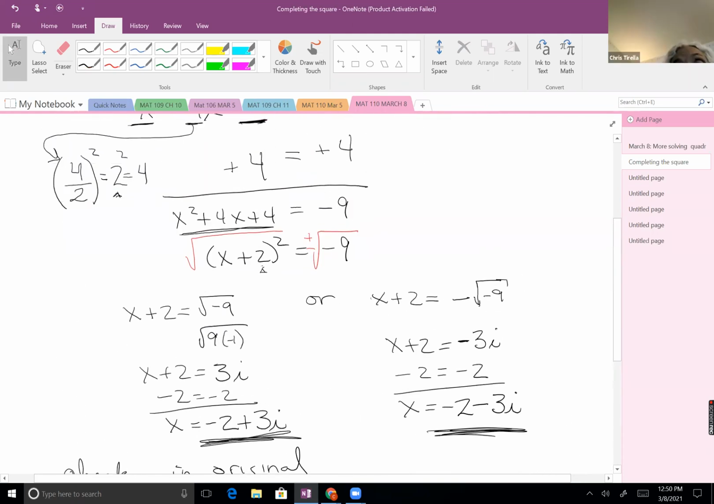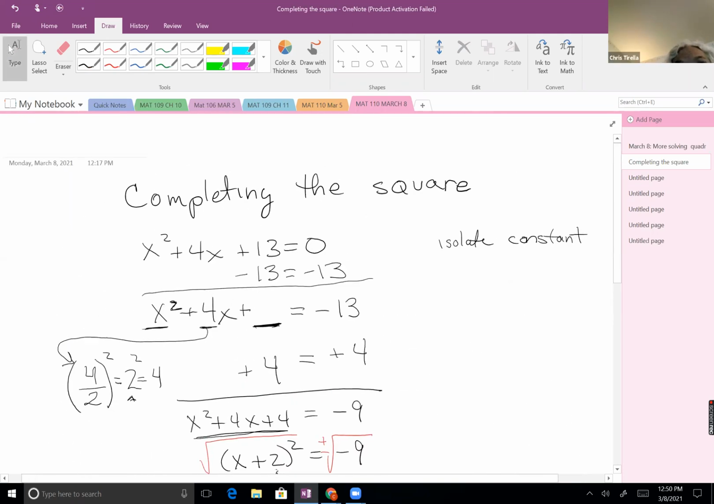All right, when we're solving by completing the square, the first thing that we want to do is take that constant term and move it to the other side. Because that's plus 13, we'll subtract 13 from both sides, and now the constant's alone. So far, so good.